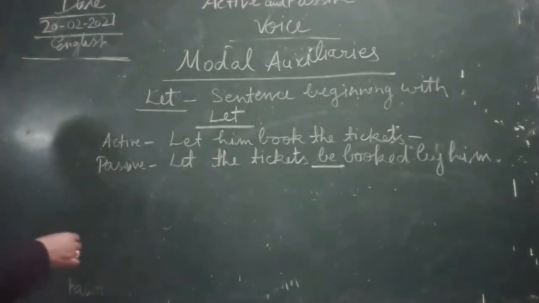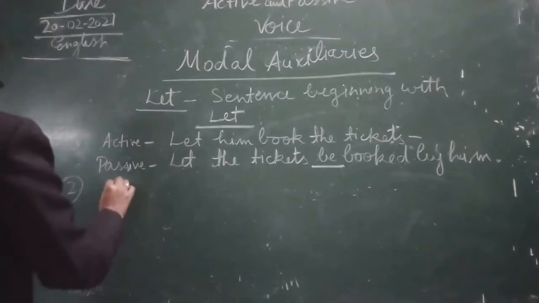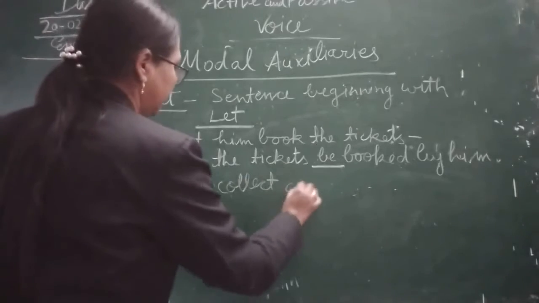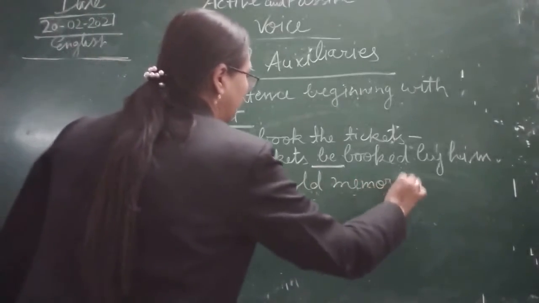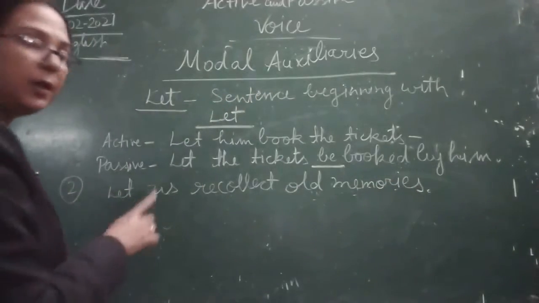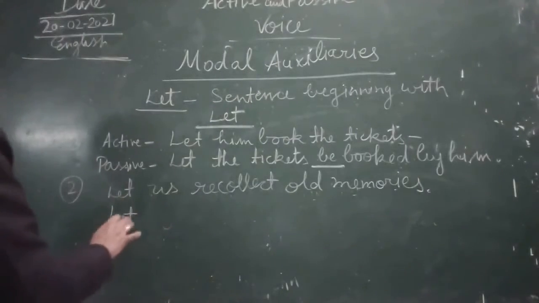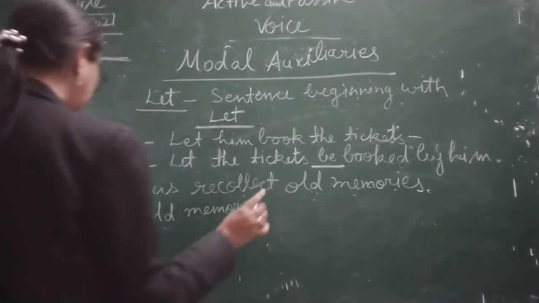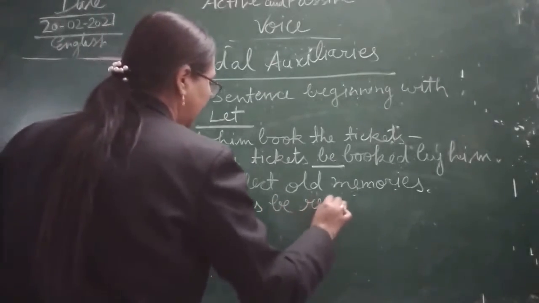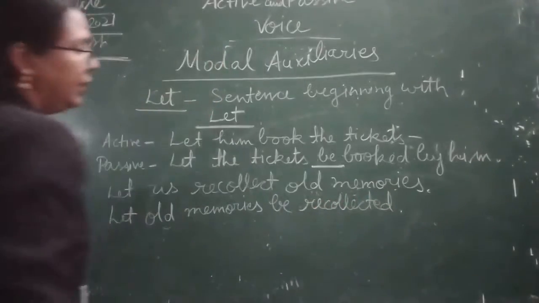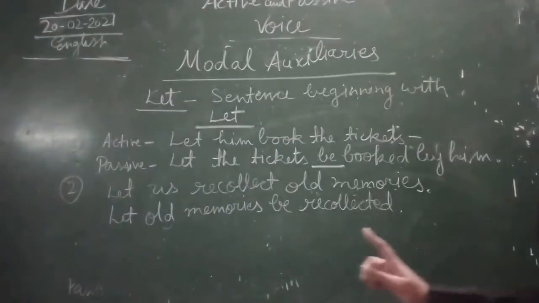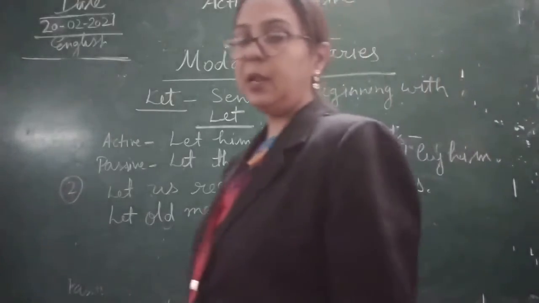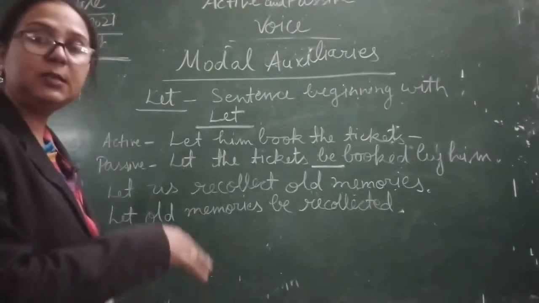Now the second sentence, I'll give you one more example. Let us recollect old memories. Now here what will we write? Let will remain the same. Let old memories be recollected. Now here children, you can see what we have done. We have only done: let old memories be recollected. Okay children, similarly we will do many sentences if the sentence starts with let.